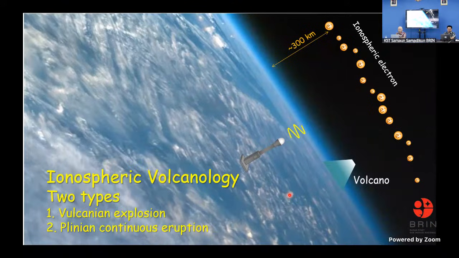And what will happen in the ionosphere after a volcanic eruption? A Vulcanian type eruption is a kind of explosion, so it makes a very strong acoustic wave. And after that, I'm going to talk about Plinian continuous eruption, and this occurs often in Indonesia.